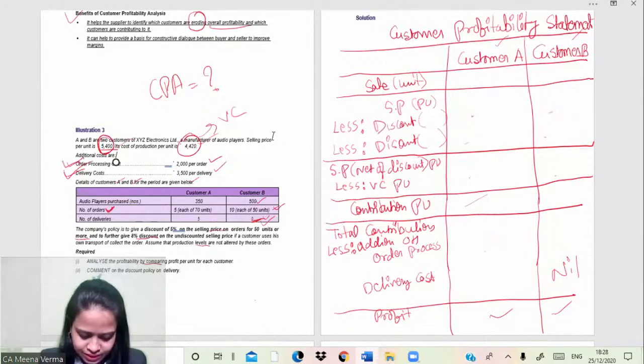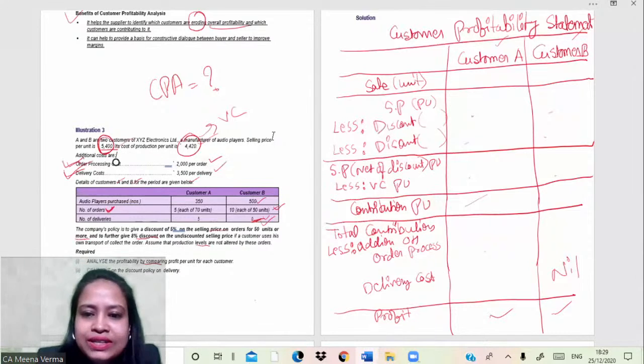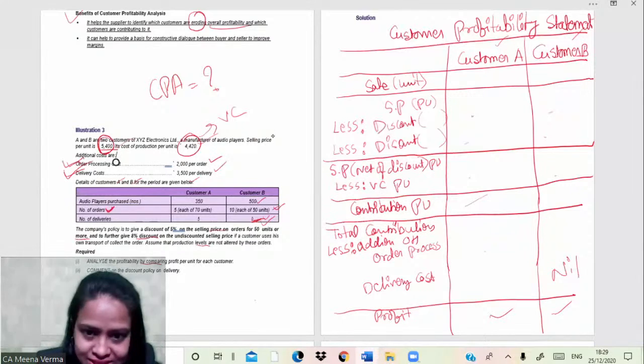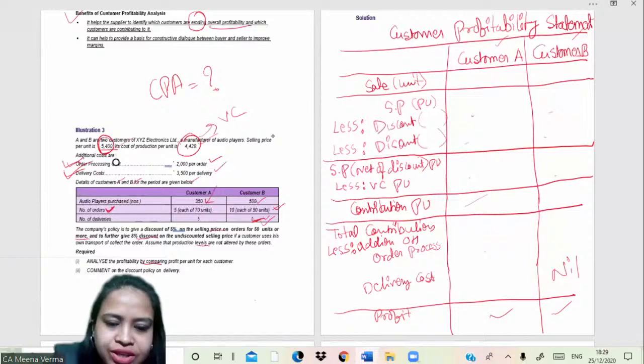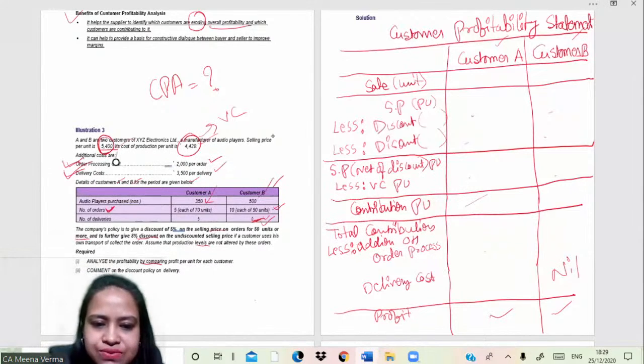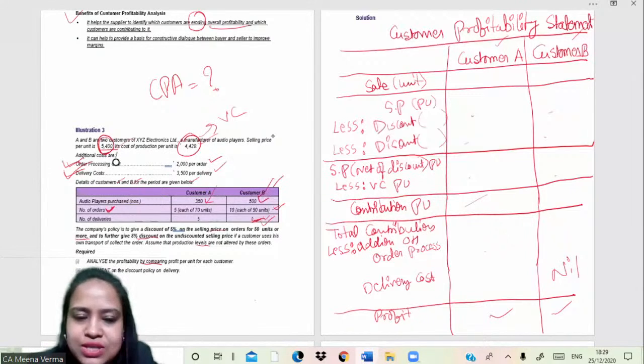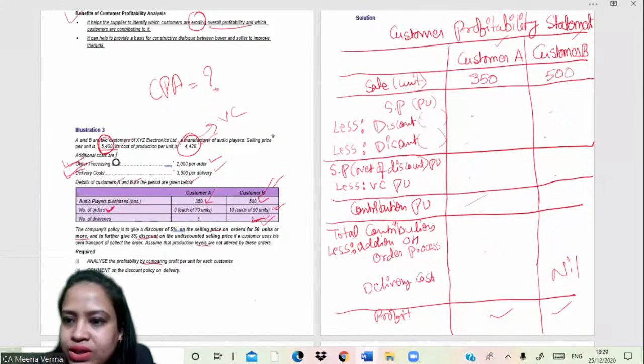Okay. Now let me do this question for you. Sale, number of units they are selling here. See, customer A is selling 350 units and customer B is selling 500 units. These are the units which they are selling.